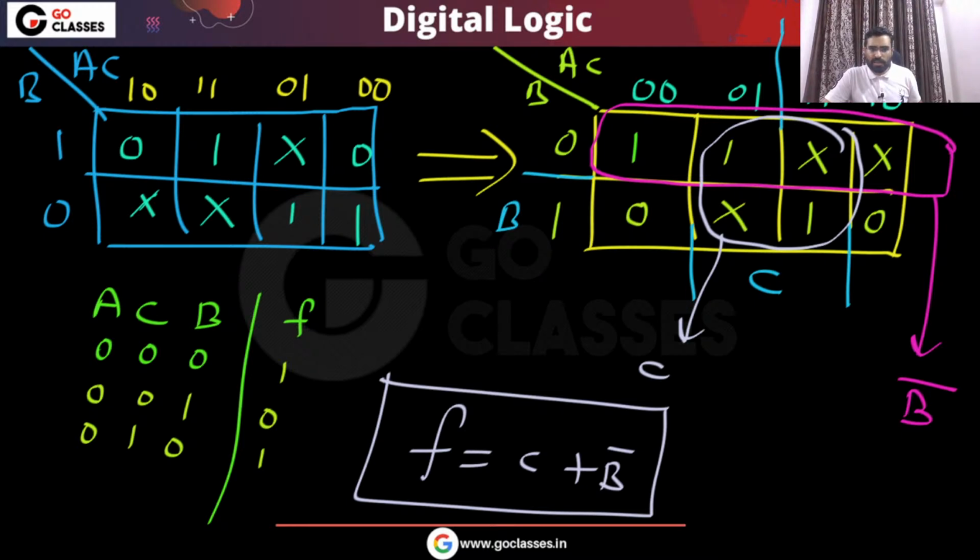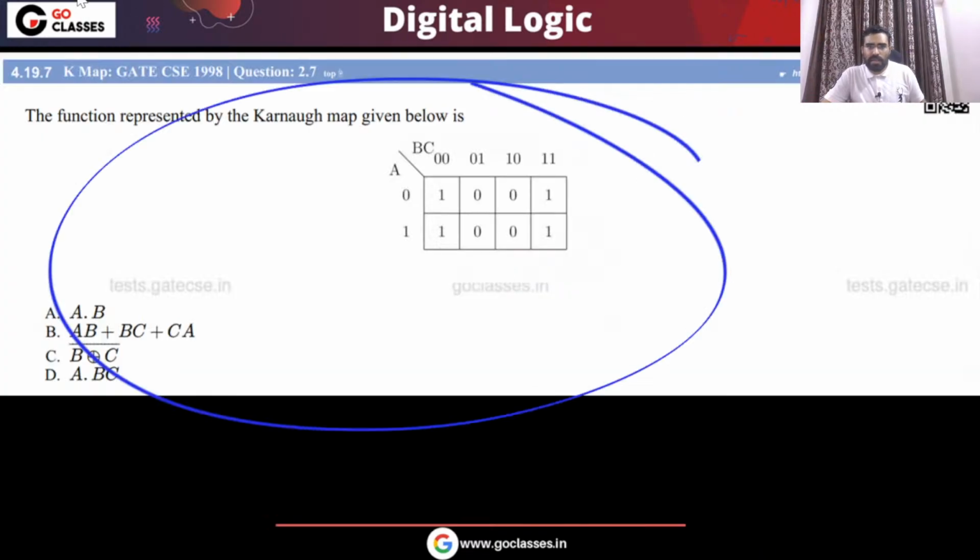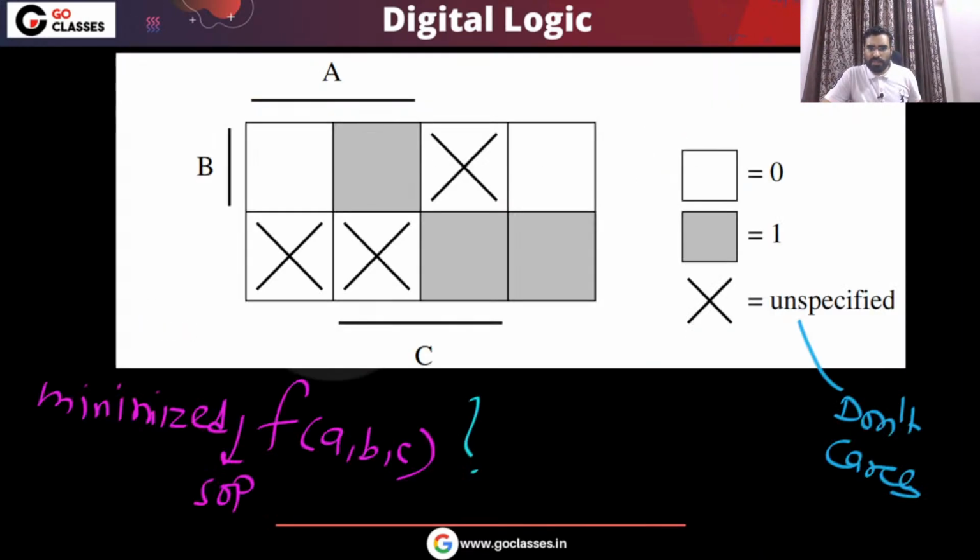To how many people is this question clear? Very simple. See, this is the GATE exam question we have already done. Okay, this is a GATE exam question, but this is a Cambridge University question. Very nice question. The K-map that is given to you is not a standard K-map. So first you have to convert this into the standard K-map.